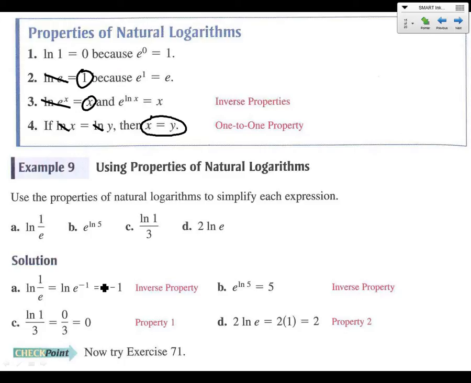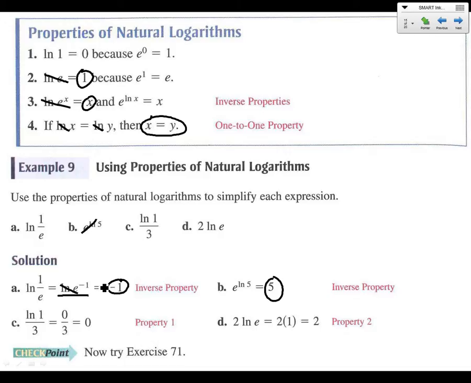All right, so a couple examples here. Natural log of 1 over e. That's another way of saying e to the -1. Cancel them out. We'll get -1. e to the natural log of 5 cancels. We end up with 5.